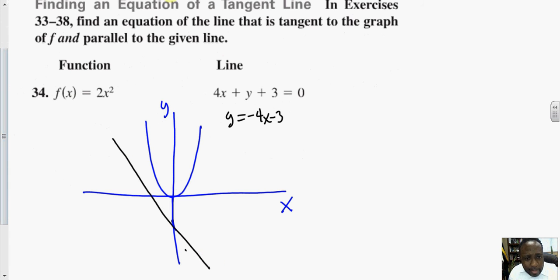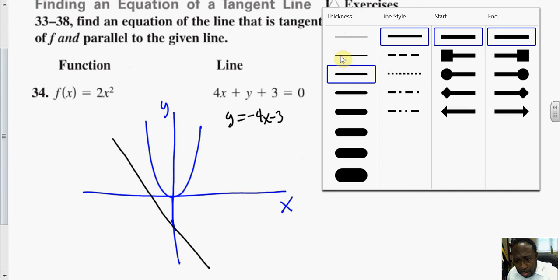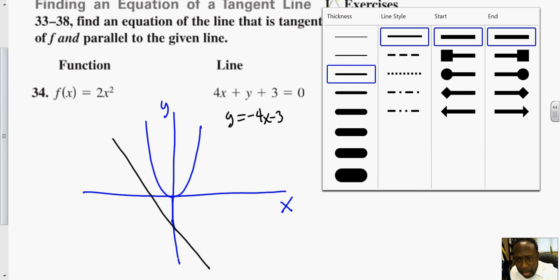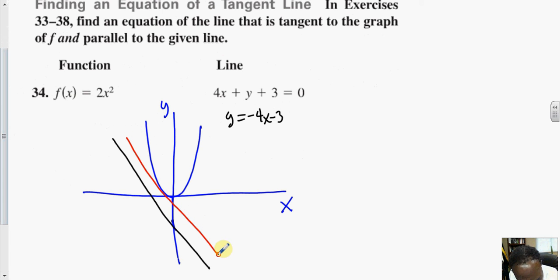Kind of off there, that point, but it's okay. You get the idea. So the idea here is that here it says find the equation of the line that is tangent to the graph of f. Well, if it's tangent to this graph, let me draw that in red, but parallel to this line. So it's a line that's touching the curve and parallel to this black line, right?